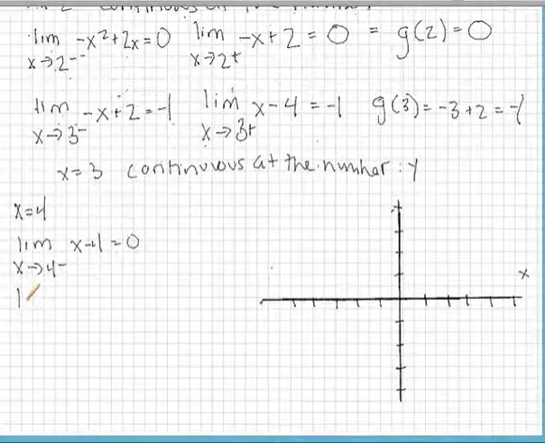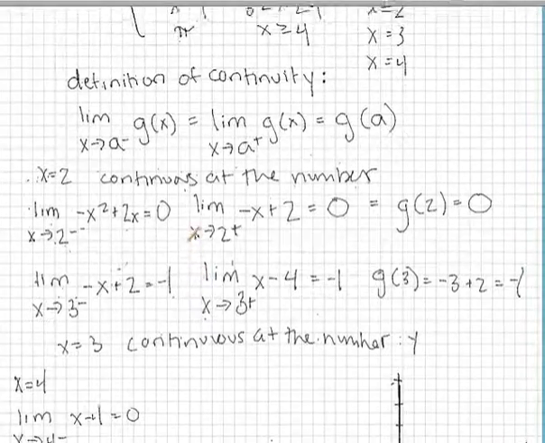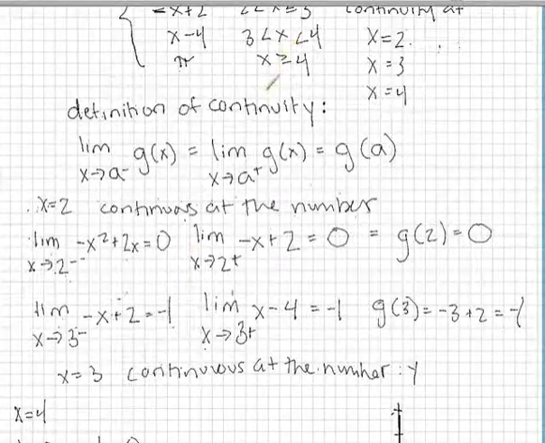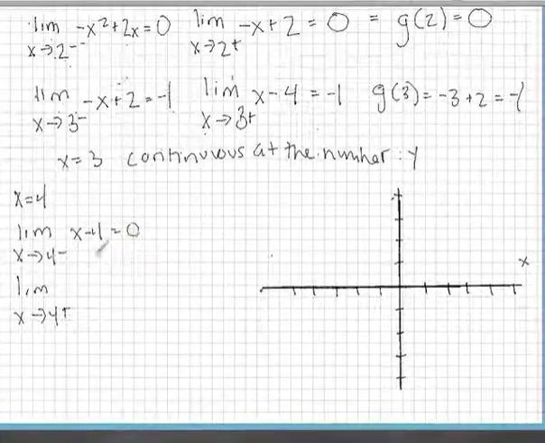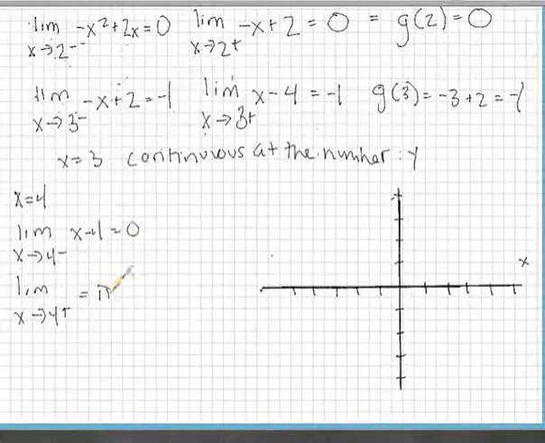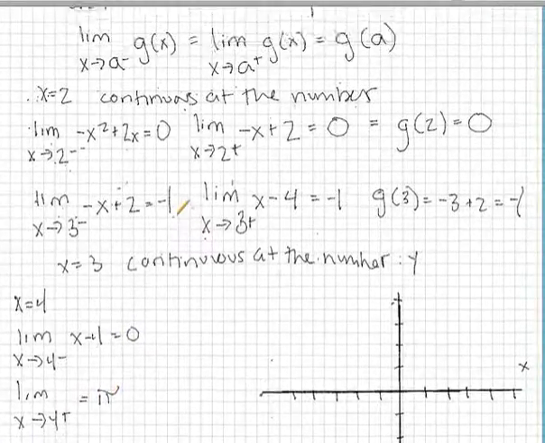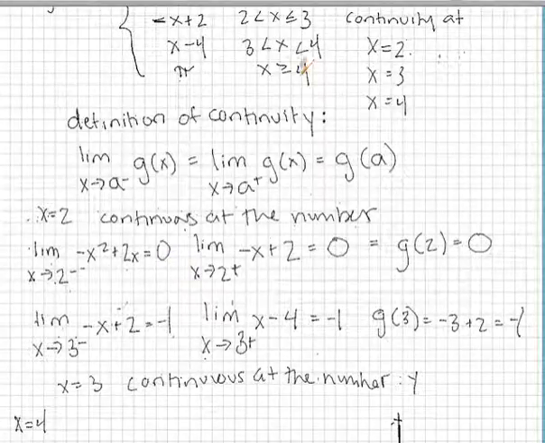If I look at the limit as x approaches 4 from the right, I'm looking at all values of x greater than 4. If x is greater than 4, I can see I just end up with pi here. And if I look at the piece of the function where x is allowed to equal 4, I also end up with pi.